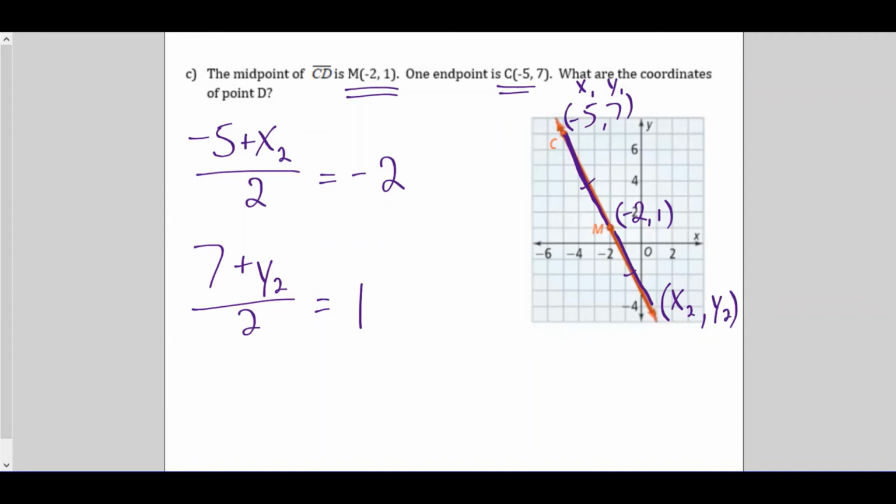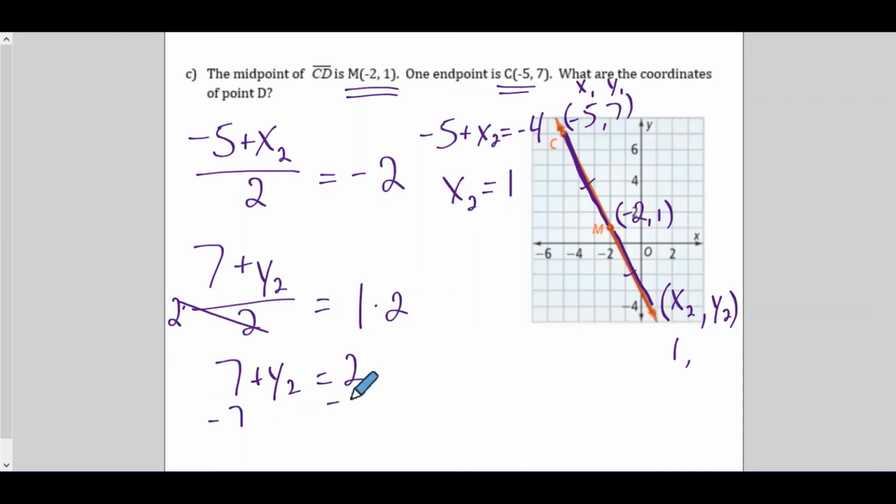So if you solve those two equations, I'm going to multiply that by 2 to give me -4, to give me -5 plus x2 equals -4, and then I add the 5 over to give me that x2 is 1. I'm going to do the exact same steps here, multiply by 2 on both sides. That gives me 7 plus y2 equals 2, and then I'm going to subtract 7 from both sides. That gives me y2 equals -5. So my coordinates there are 1 and -5.